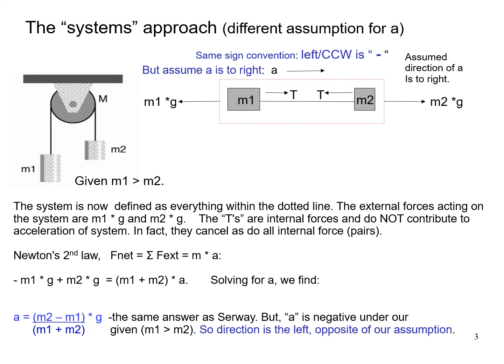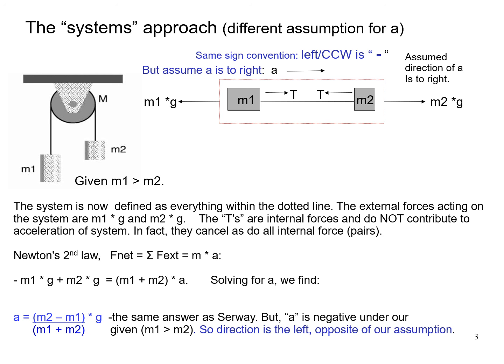Applying Newton's second law to our system, we see that m1 times g is to the left. Using our sign convention, we give this force a negative sign. Similarly, m2 times g is positive. Now on the right-hand side, we again have this system mass as m1 plus m2. All of this was exactly as it was in the last slide. Now, a is positive because we assumed the net acceleration of the system to be to the right. When we solve our equation, we see that the numerator is m2 minus m1.